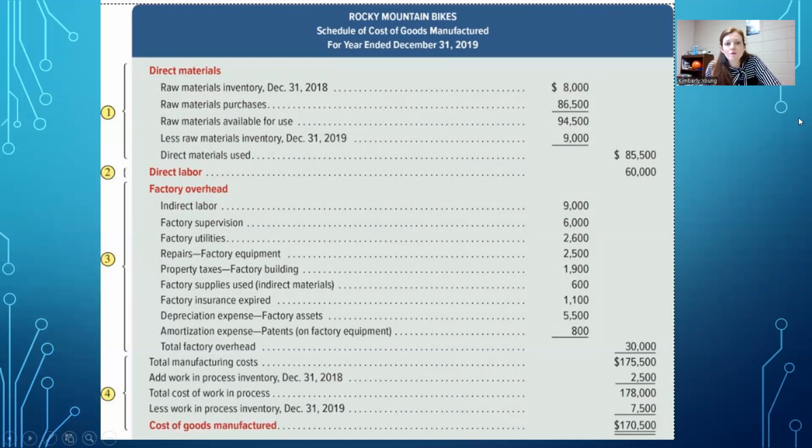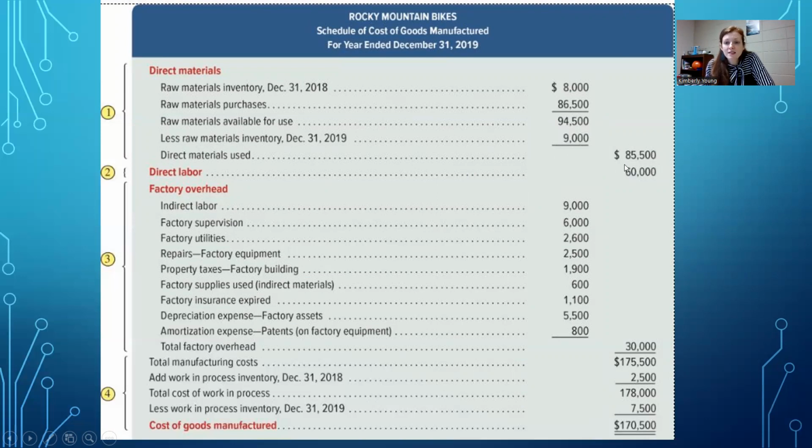Then we have the raw materials ending inventory. See, we started out December 31st, 2018. That's our beginning when we went into 2019. And then we have December 31st of 2019. So we still had $9,000 worth of raw materials sitting on the shelves at the end of the year. So we subtract that out to see that we used up the difference here. We used up $85,500 worth. We had $94,500 available, but at the end of the year, we only had $9,000. So the difference must be how much we used.